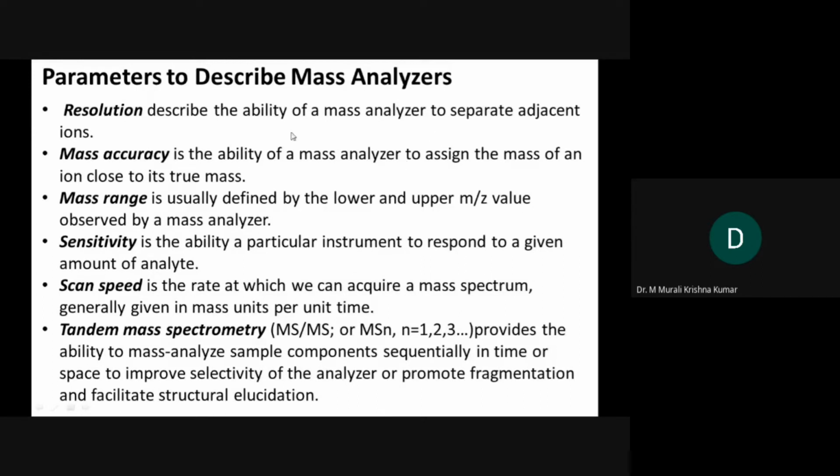So these are the parameters one has to focus on whenever we choose a mass analyzer: the resolution, mass accuracy, mass range, sensitivity, scan speed, and tandem mass spectrometry possibility.